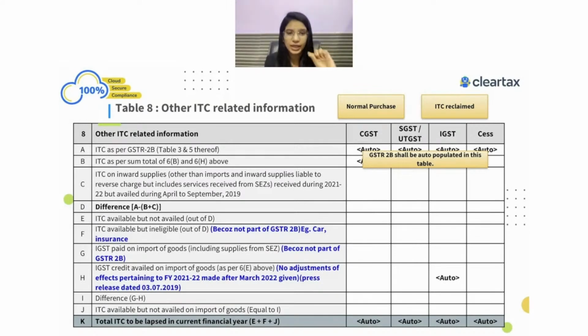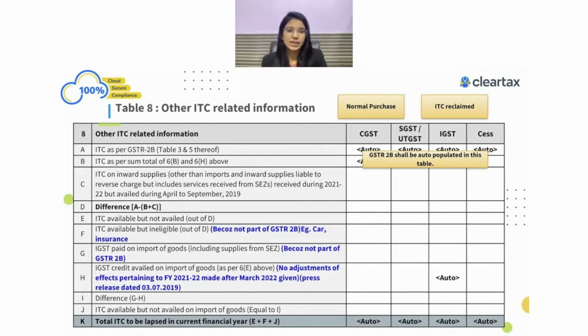So when you look into 8A, you will always see the documents related to FY 21-22 filed till October. But again, when I say documents, it is always the eligible documents, and it is always invoices plus debit notes minus credit notes, right? So all eligible documents will form part of this, but only the eligible and filed documents. Documents not filed will not form part of this.